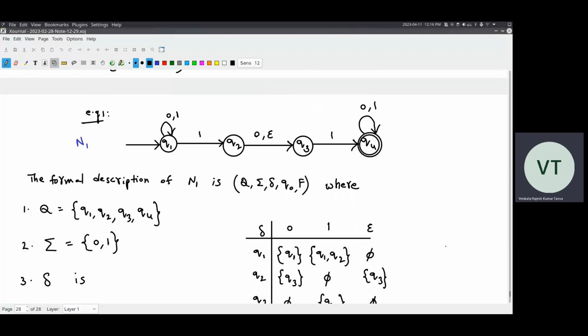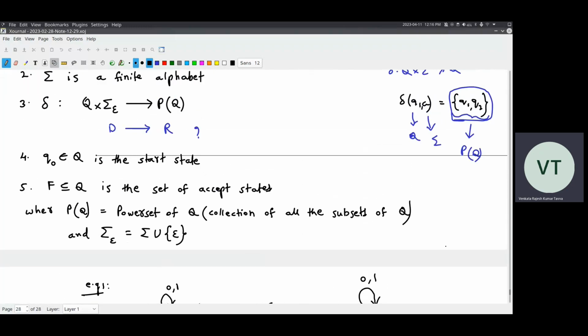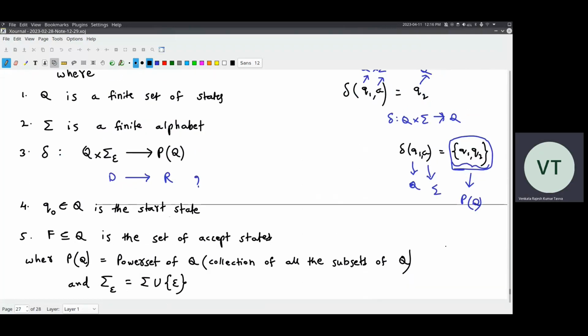We use sigma subscript epsilon here. And in the third one, Q cross sigma subscript epsilon. I wrote that, no? Sigma epsilon means sigma union epsilon.